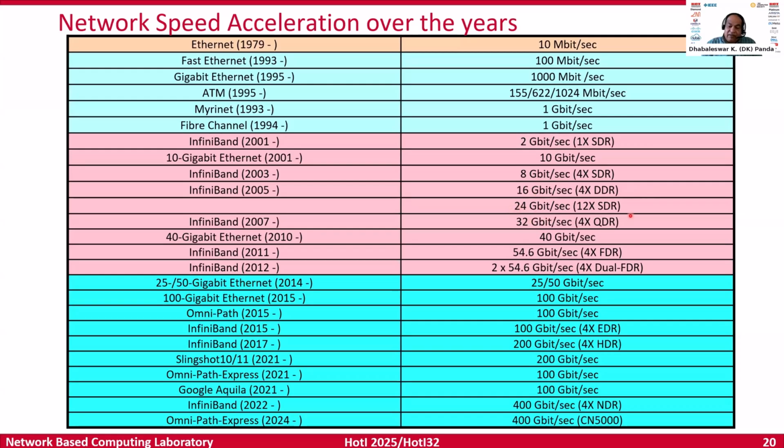In fact, during that time, around 2005, IBM actually had a product. They had a 12x SDR, delivering 24 gigabits per second. But they were way ahead of their time. Like how the world was operating, they had a very nice product.